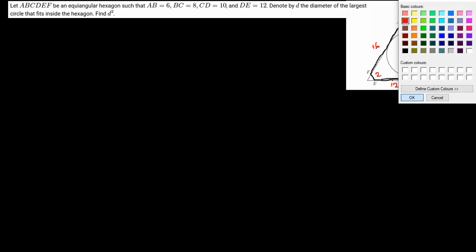Now you might be confused as to why we say that the lengths of FA and EF are 16 and 2. So let me give you an idea. Since it's given that the hexagon is equiangular, we basically place the entire hexagon inside an equilateral triangle. Now, since AB is 6, this side and this side they both will be 6. Again, since CD is 10, this side and this side will be 10.